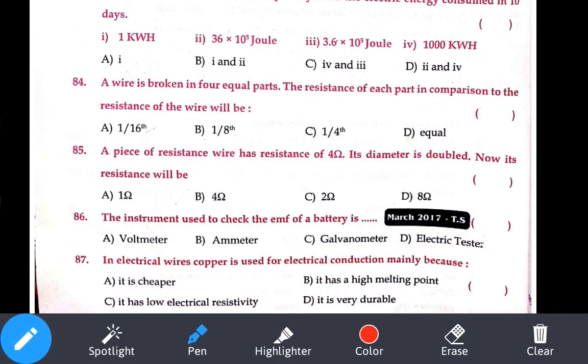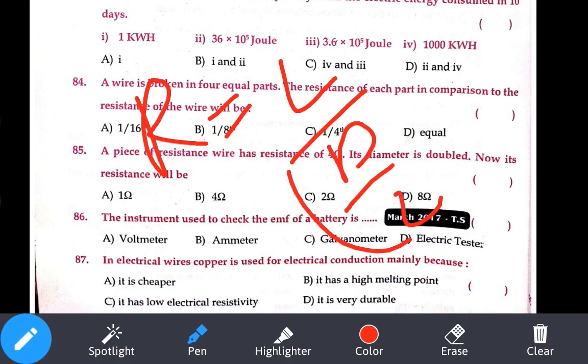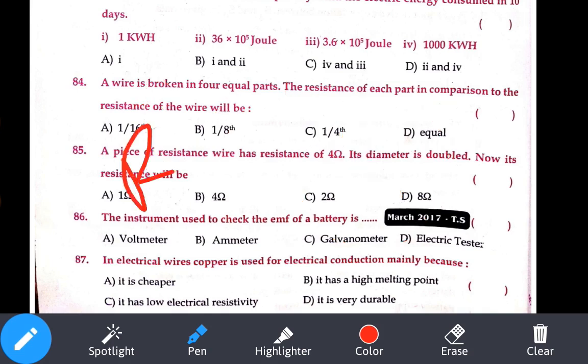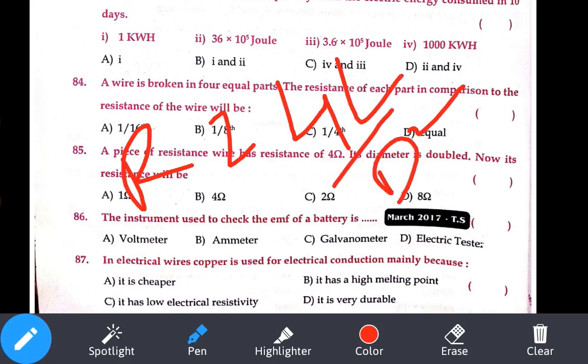A piece of resistance wire has resistance 4 ohms and its diameter is doubled. Now its resistance is? Yesterday in set A we learned the relation R = ρL/(πD²/4), nothing but R = 4ρL/(πD²). This is the relation we got yesterday. Now they say the resistance is 4 and the diameter is doubled. What is the new resistance? Okay, let's find out.